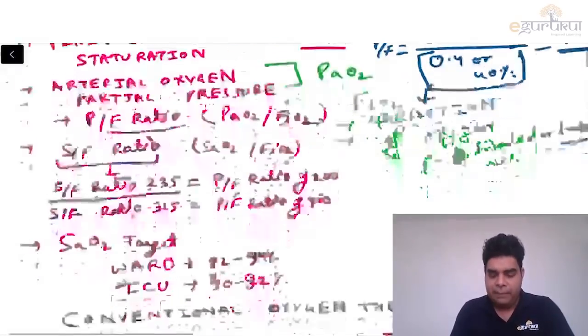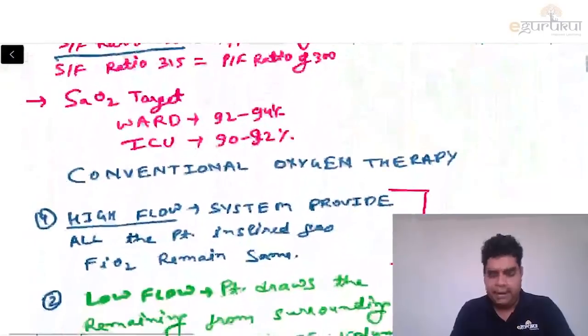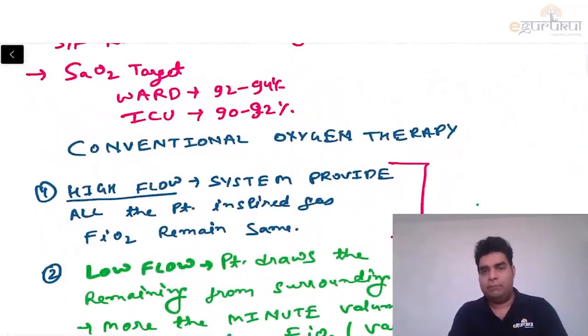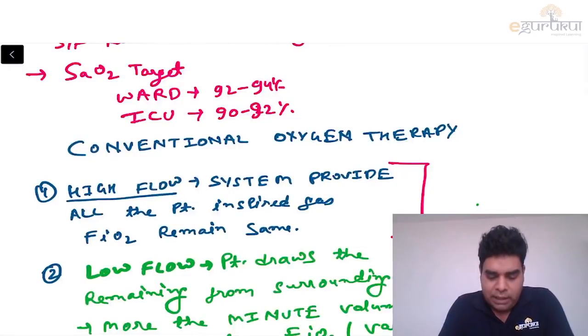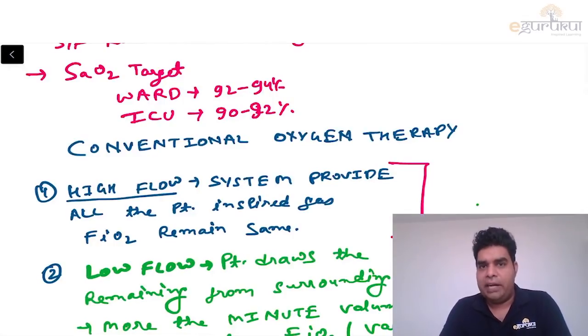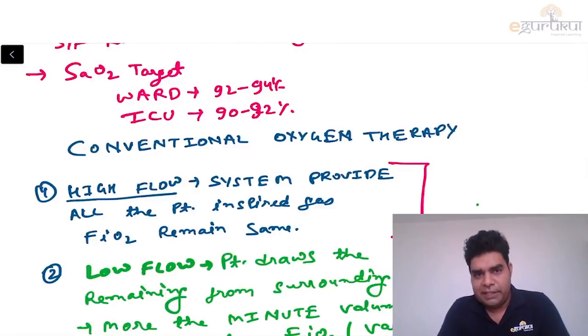All these things which I am teaching are from the AIIMS guideline for the management of oxygen, giving oxygen therapy to corona patients. Our target of SpO2 in the ward is 92 to 94%, and in the ICU the target is 90 to 92%.